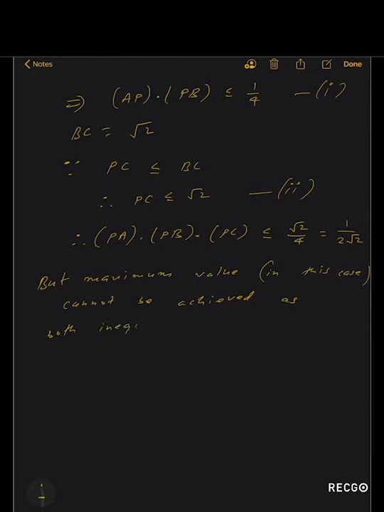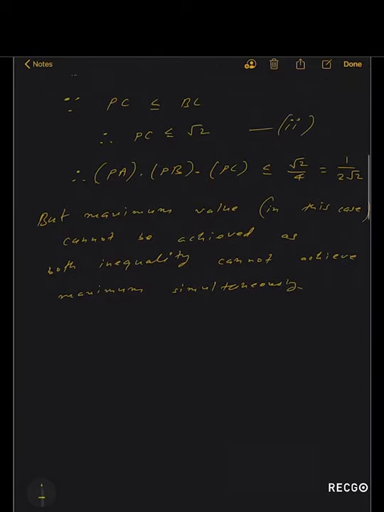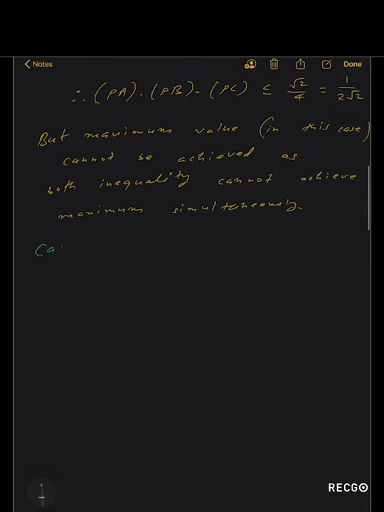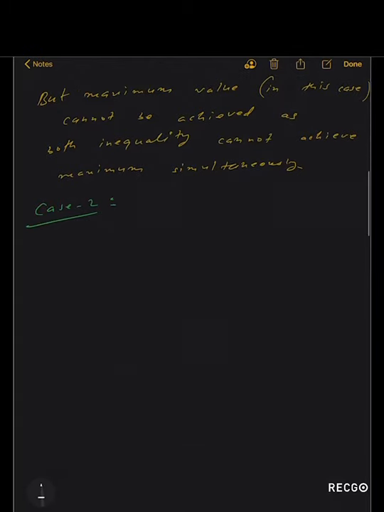But suppose point P achieves its maximum in inequality 2; in that case point P coincides with the vertex B. But as soon as it coincides with the vertex, PB is equal to 0, therefore inequality 1 is not satisfied. Therefore both inequalities cannot achieve their maximum simultaneously, and therefore the whole product PA into PB into PC cannot achieve its maximum for any position of point P on the side AB or side AC.